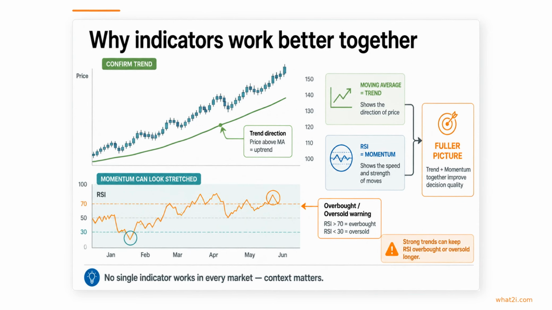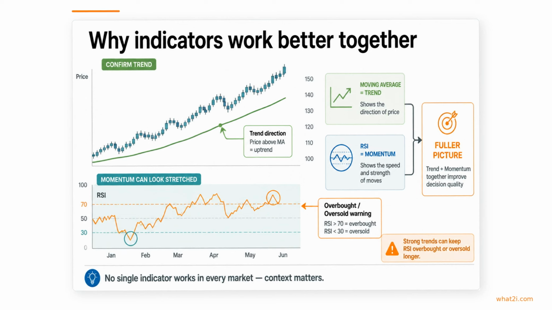For example, a stock may be in a healthy uptrend according to its moving average, but an RSI reading above 70 can warn that the short-term move is getting extended. That does not automatically mean sell, but it does improve your understanding of conditions. Even with multiple indicators, context from price, levels, and time frames still matters.